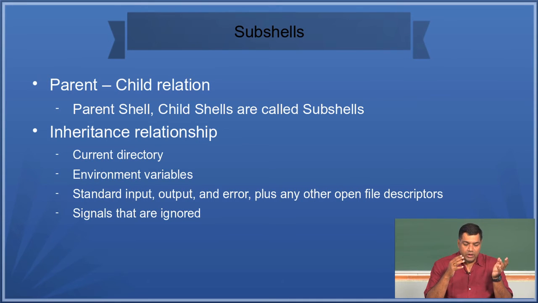Then you have any open file descriptors other than standard input, standard output and standard error; by default they are just passed on to the child. And one of the most important things is that the signals that are ignored are also passed on to the child. In the session before the previous one, we found out how to handle these signals, and in the current session a few minutes back we discussed how signals can be ignored.